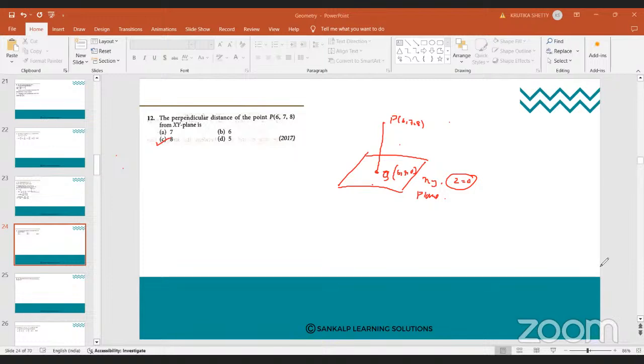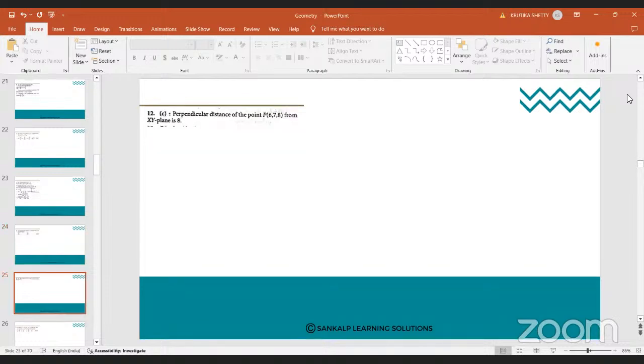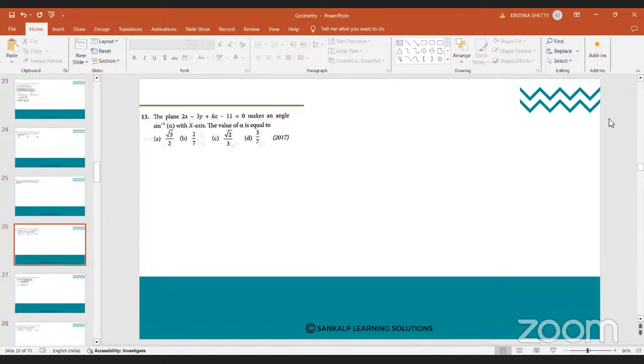So next question, question number 13 now. Is it next? Say the plane 2x minus 3y plus 7z minus 11 equal to 0 makes an angle of sine inverse alpha with x-axis. The value of alpha is equal to, okay.